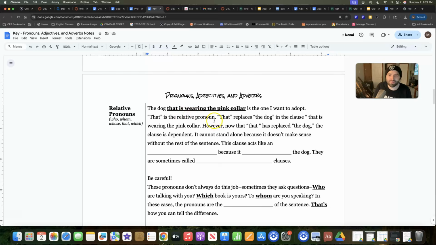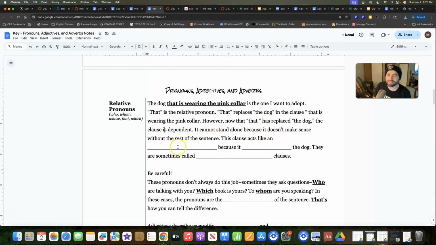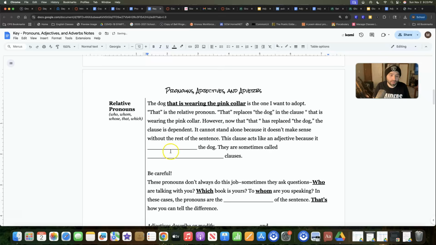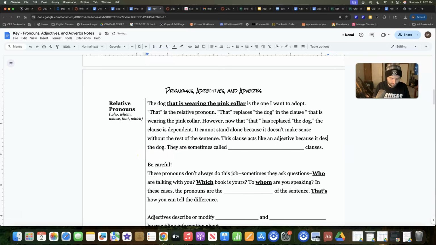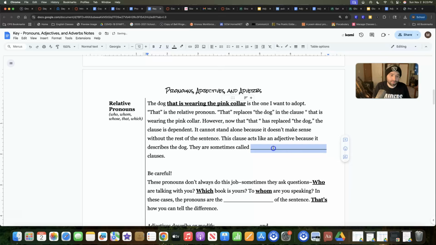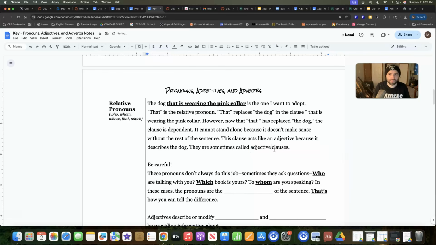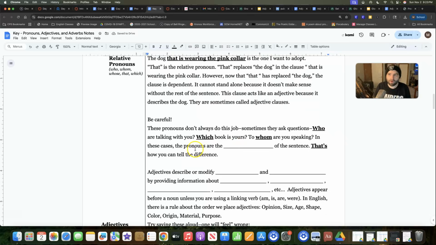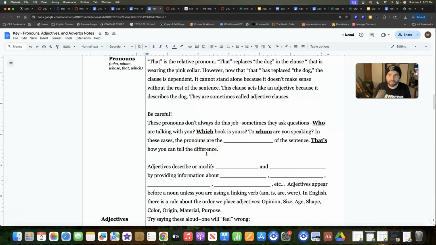Anyways, that is the relative pronoun that replaces the dog in the clause, that is wearing the pink collar. However, now that that has replaced the dog, the clause is dependent. It cannot stand alone because it doesn't make sense without the rest of the sentence. This clause acts like an adjective because it describes the dog. They are sometimes called adjective clauses. We don't need to go down that road right now either. Again, I'm really just making sure we are gaining knowledge about these pronouns.